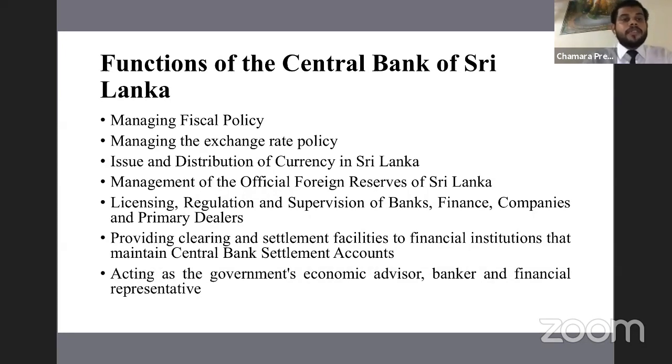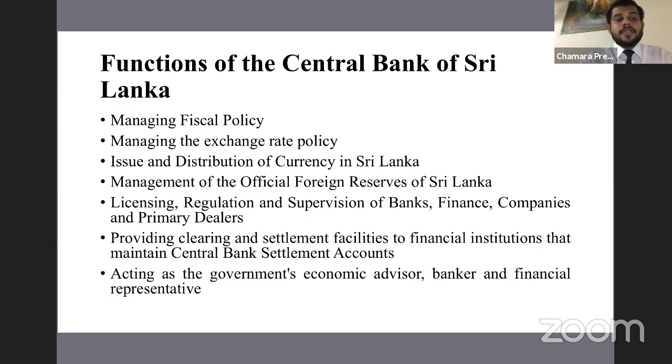When currencies are issued, that is done by the central bank, and also management of the official foreign reserves of Sri Lanka, and licensing, regulation, and supervision of banks, finance companies, and primary dealers. Basically, we have a set of institutions that come under the central bank, and the central bank needs to monitor and manage all these institutions. It includes banks, finance companies, and primary dealers.